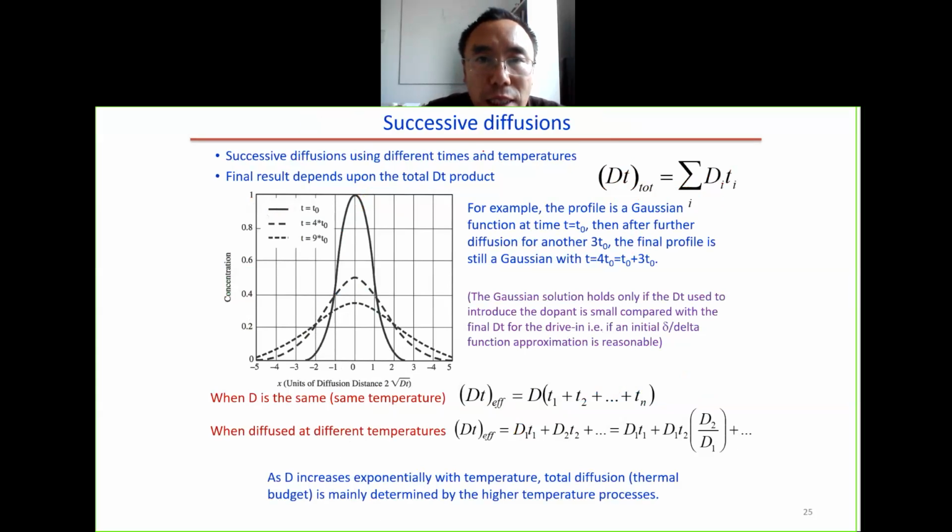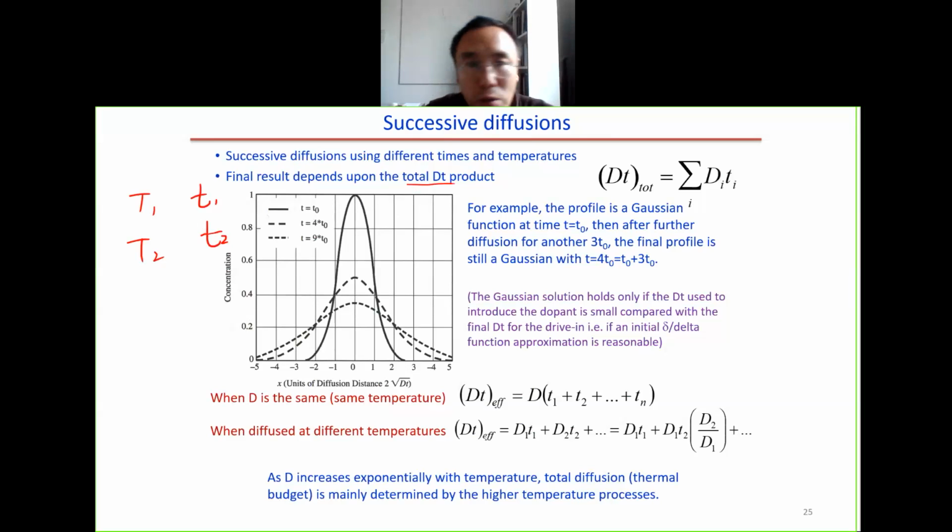Now we look at successive diffusions. This corresponds to the case where, for example, we diffuse at a certain temperature, temperature 1, for time T1. Then we take the sample out, and we put the sample back again at temperature 2 for a time T2. Then what is the final profile? The final profile depends on the total Dt product.